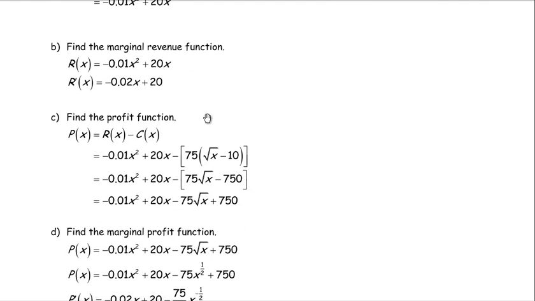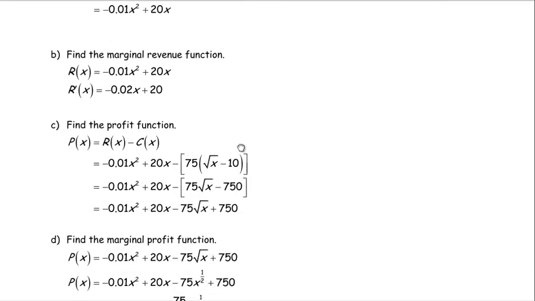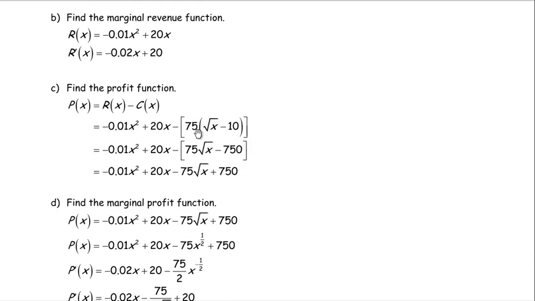And C says find the profit function. So profit is revenue minus cost. That's how businesses calculate profit, revenue minus cost. So we need the revenue function. So here's the revenue function, substituted in, minus that cost function from up here. Okay, so that's our cost function.